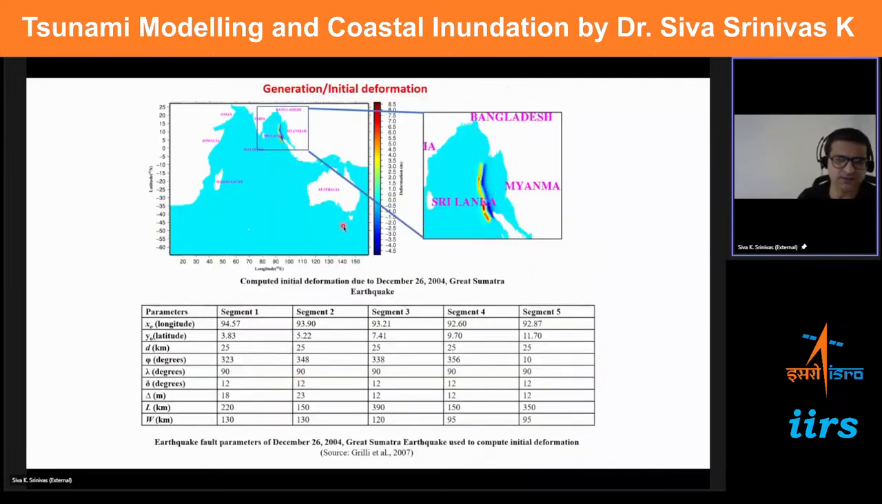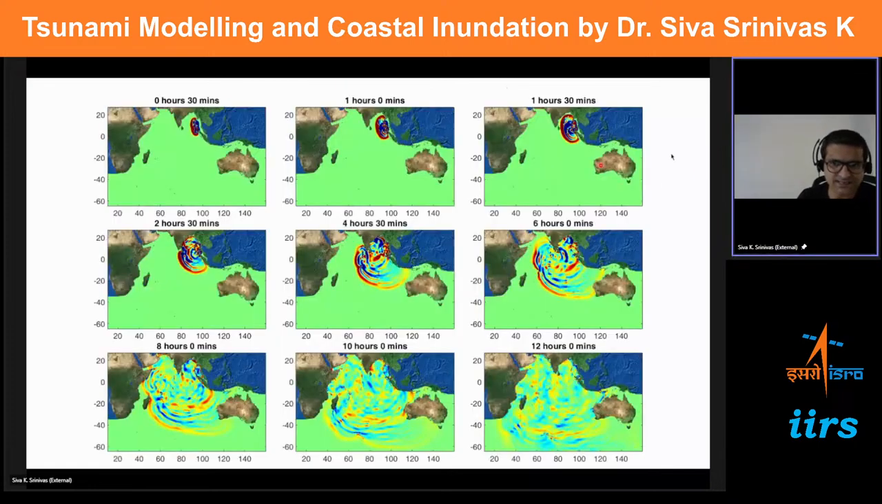So this is a typical 2004 tsunami initial deformation, which is solved on the unstructured grid. The water has risen around 8 meters. Now, this is the propagation of the tsunami at different time steps. You can see it has taken roughly 2 hours to reach the east coast.